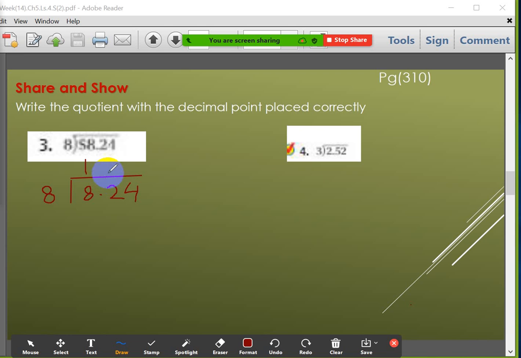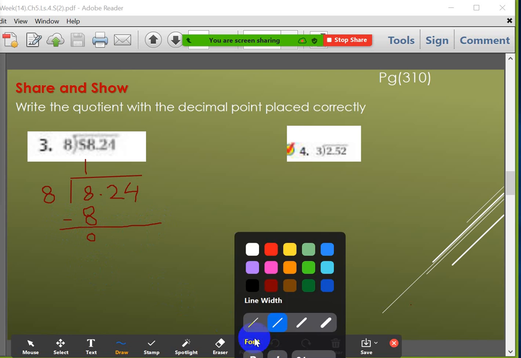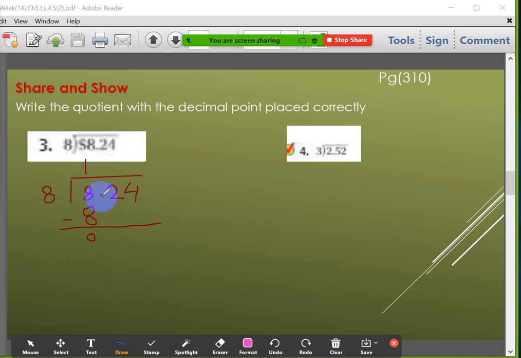No answers. So 8 divided 8 equals 1. I will put 1 in the ones digit. Now I will multiply 1 by 8 equals 8. Then I have to subtract 8 minus 8 equals 0. What about the decimal point? The decimal point here after the 8. Before I take the 2 down, I have to take the decimal point and put it in the quotient in the same place here up, over the decimal point in the dividend.